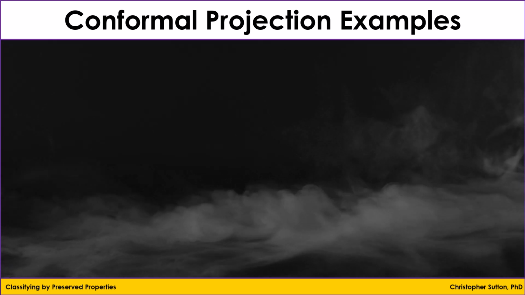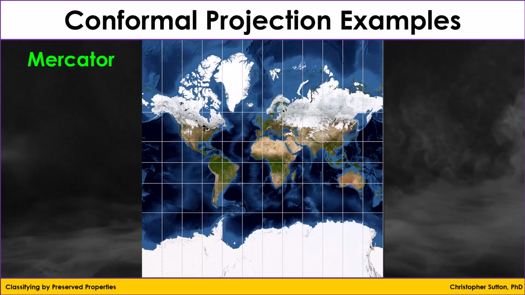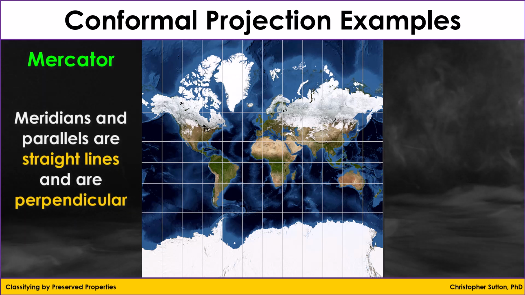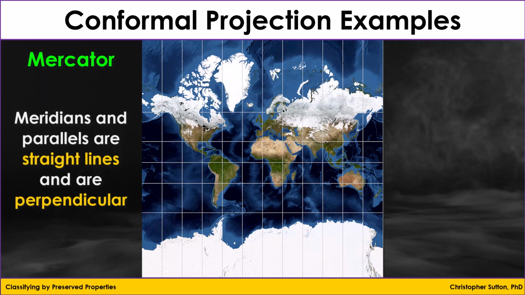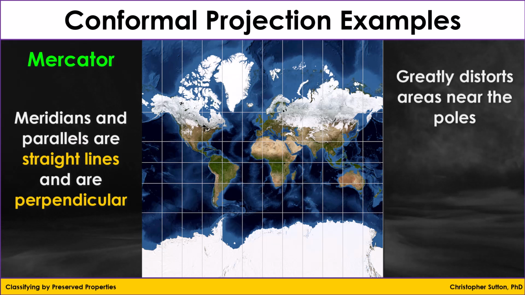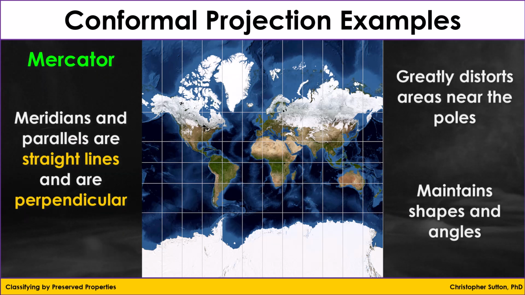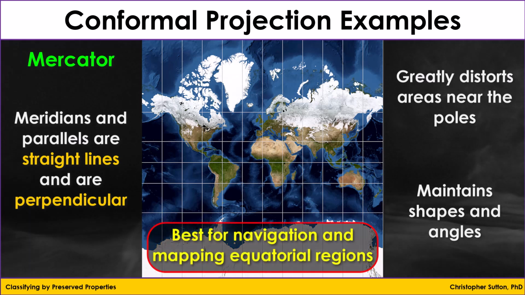Here are some examples of conformal map projections. The most famous is the Mercator projection. Here we see meridians and parallels are straight lines that are perpendicular to each other. This map projection greatly distorts areas near the poles, but maintains shapes and angles. The Mercator projection is best used for navigation or mapping the equatorial regions.